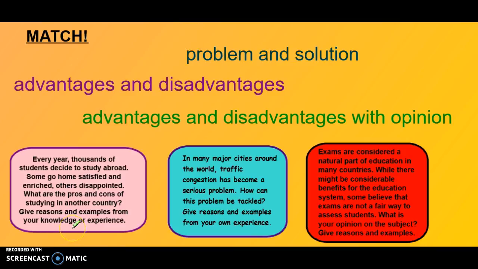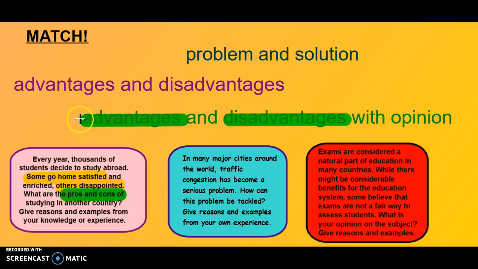tool that you have when you are doing your task 2 writing is your pen. So it's very important that you highlight every keyword and part of the question task so that you can focus and understand what type of task it is. So you have here, students decide to study abroad. Some go home satisfied, others disappointed. So what are the pros and cons? Give reasons and examples. Obviously, the keywords here for the type of task are pros and cons. Pros and cons are synonyms of advantages and disadvantages. So I would say that this one goes here.